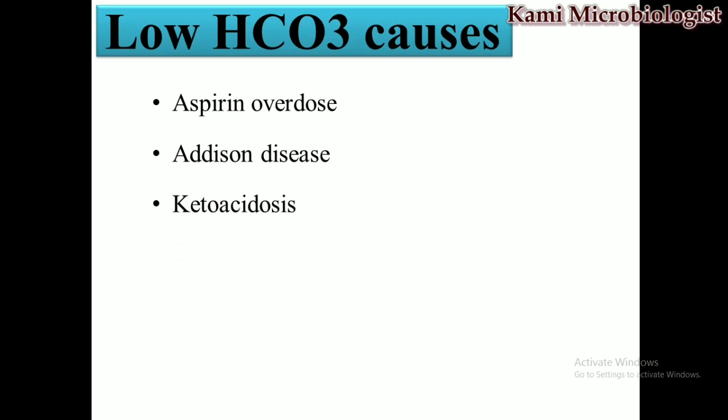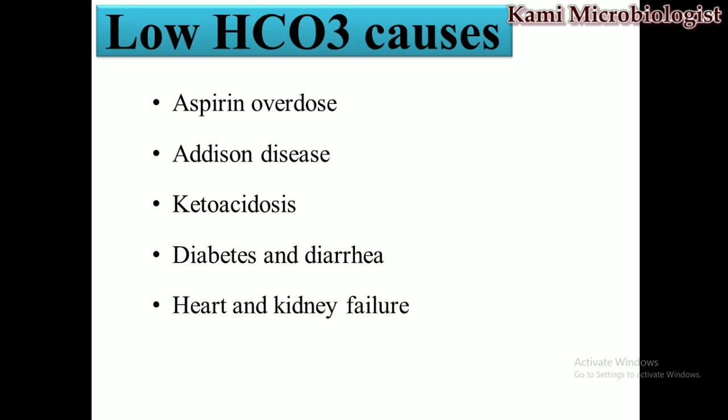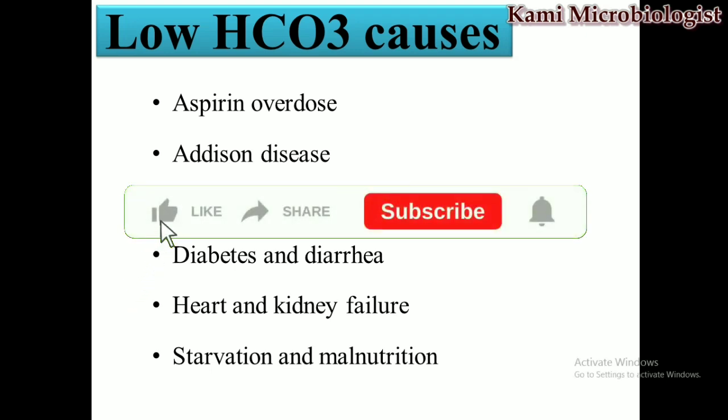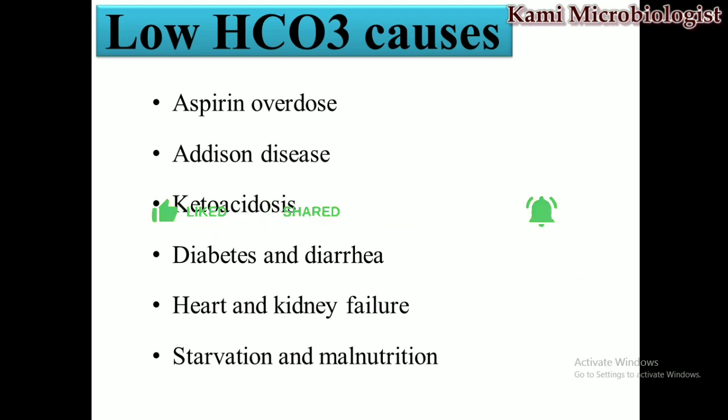It is a disease, especially in type 1 diabetes mellitus, in which acid is released instead of insulin being effective. This is called ketoacidosis. Next we have diabetes and diarrhea, heart and kidney failures, and starvation and malnutrition, meaning severe nutritional deficiency. Due to these, the bicarbonate level decreases in the body.